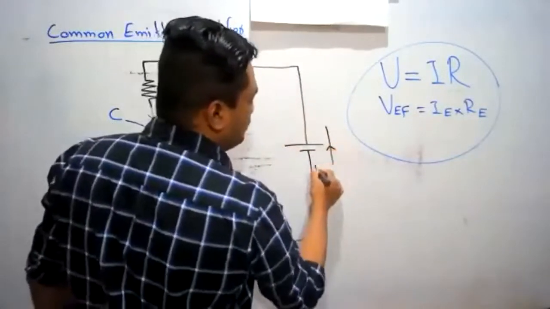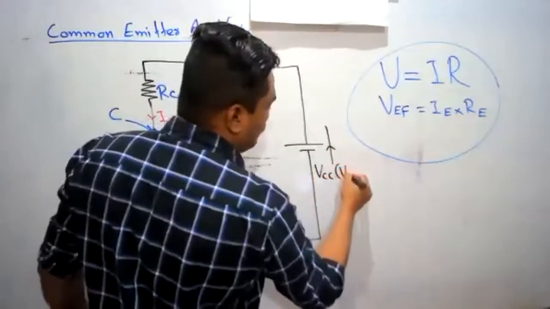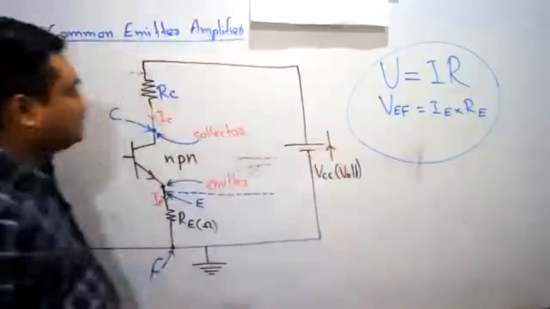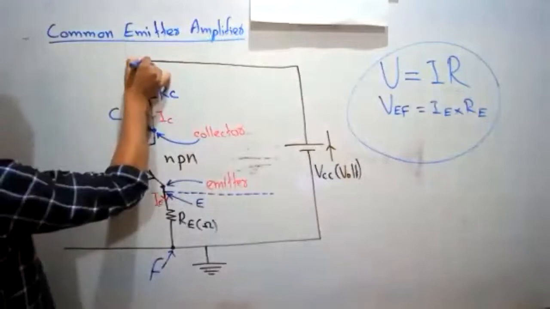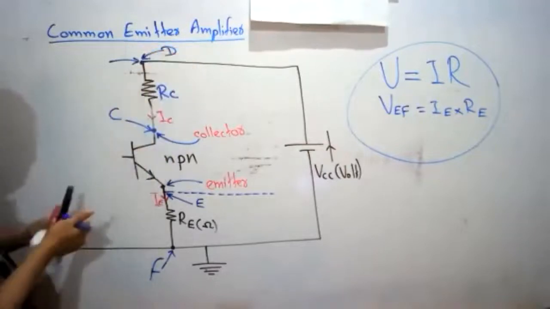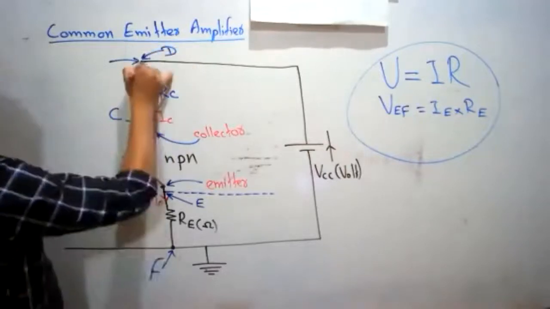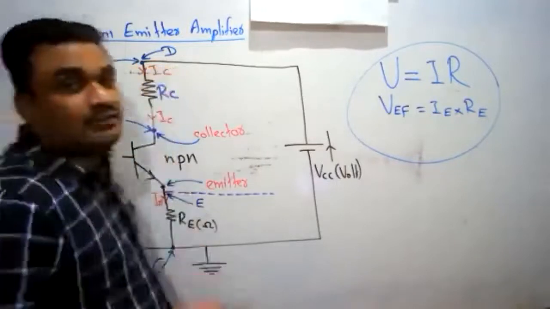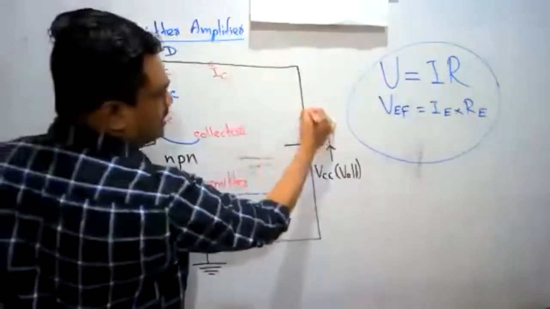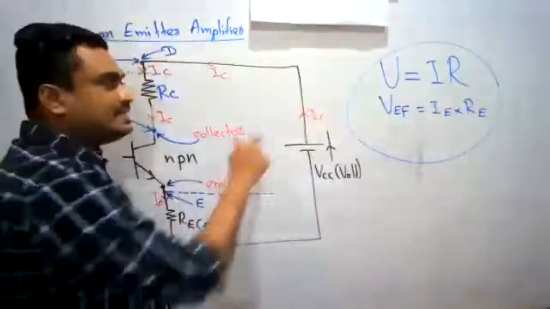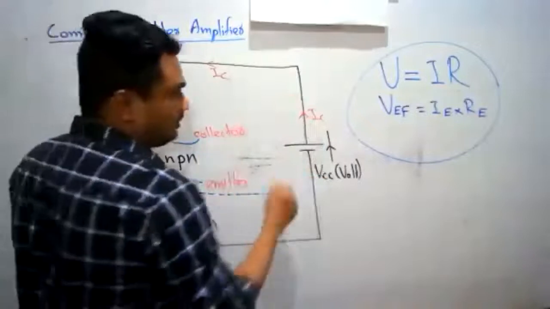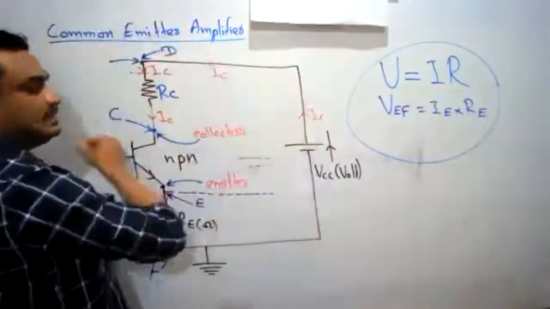This battery voltage is said to be VCC volt. This point is normally denoted as D, capital D. IC current flows like this. Don't draw the circuit. IC current starts from the positive terminal of the VCC battery and flows like this. Good.